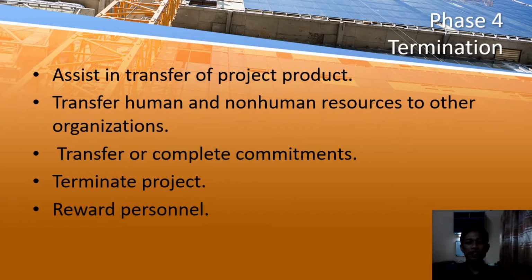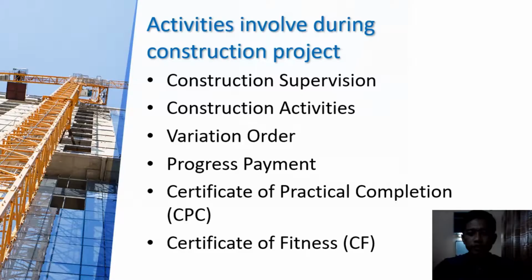Phase 4 is termination. Termination is the last phase of the project life cycle. In termination, we assist in the transfer of the project product. Firstly, we transfer human and non-human resources to other organizations. Next, we transfer our complete commitment to terminate the project. And lastly, we reward personnel.